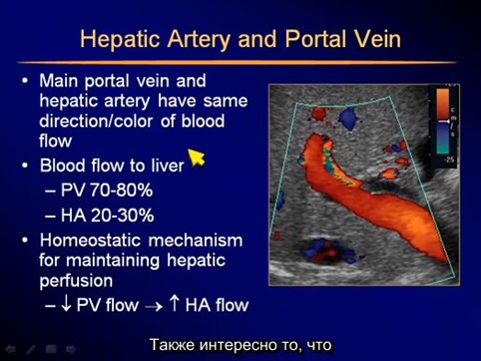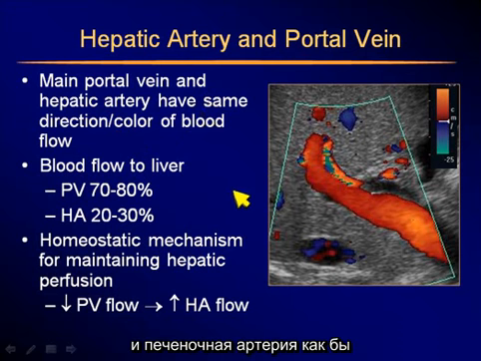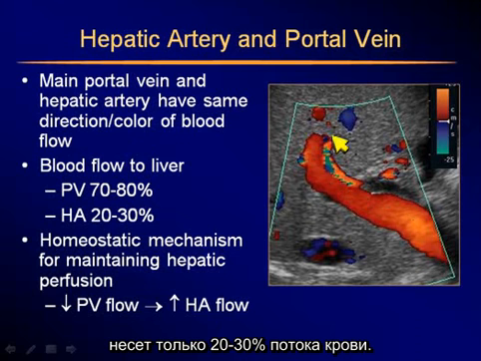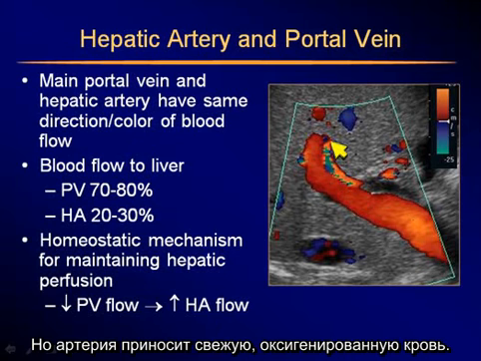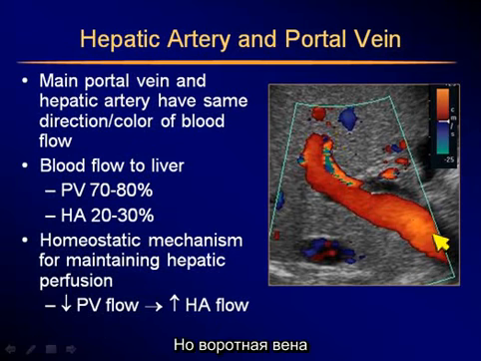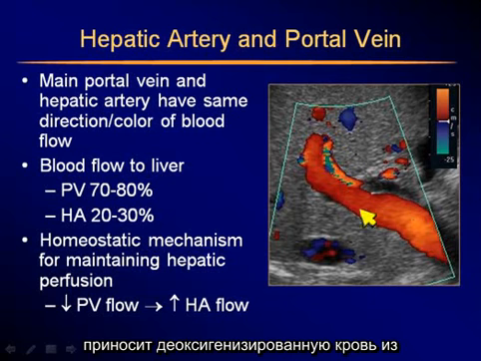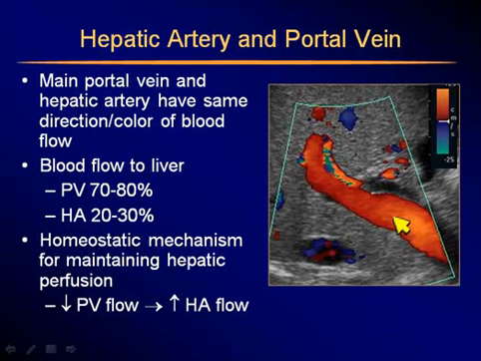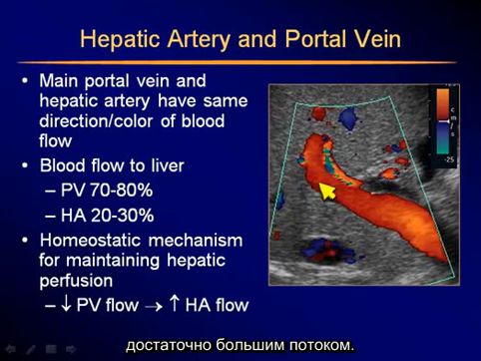It's also interesting that the portal vein and the hepatic artery sort of have a mutual understanding between themselves. The portal vein carries 70 to 80% of the blood into the liver, whereas the hepatic artery only brings in 20 to 30% of the blood flow. But the artery brings in the fresh oxygenated flow, but the portal vein brings in deoxygenated flow from the splenomesenteric system. However, it's carrying a lot of flow.